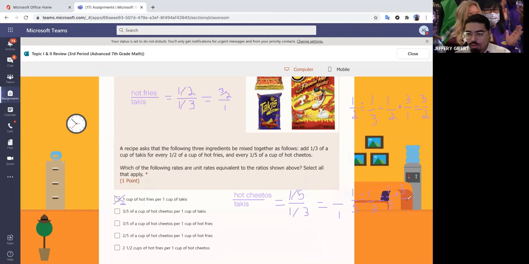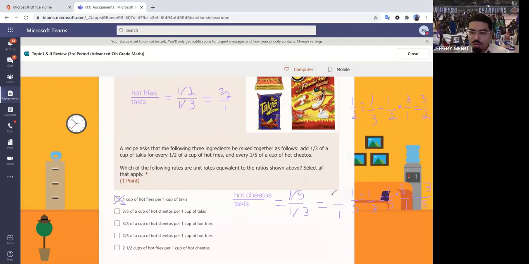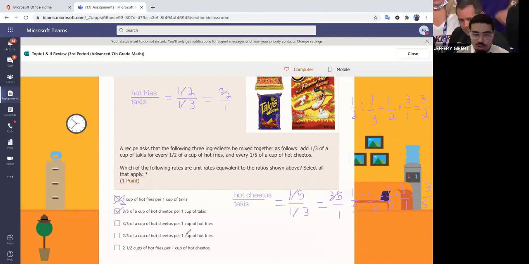So 3 over 1. So 1 times 3 is 3. And 5 times 1 is 5. So our answer is 3/5. So there's 3/5 hot Cheetos for every 1 Taki. Oh, 3/5 right here. So this one's good. So let's look at if there's any more hot Cheetos per Takis. No more hot Cheetos per Takis. So let's move on to the next one.